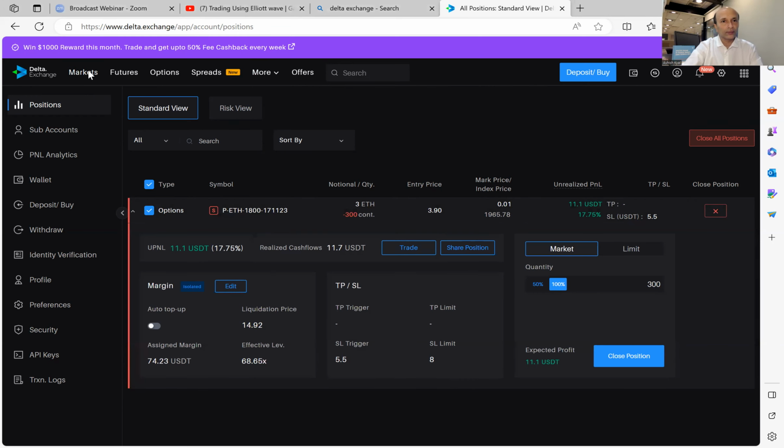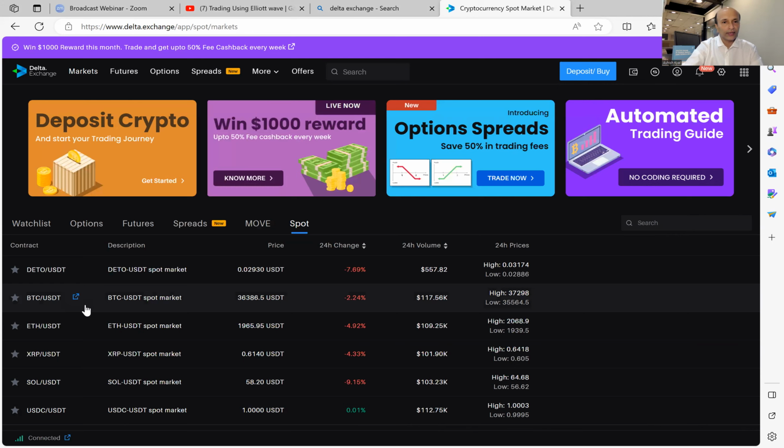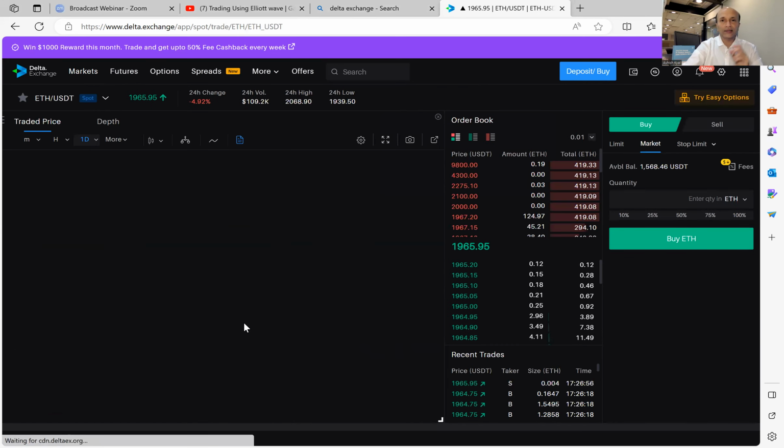So now we will go on the markets. Once we go on the markets, we will go on the spot prices. This is the platform, and you can see the Ethereum spot price is 1965. I directly clicked on 1965.